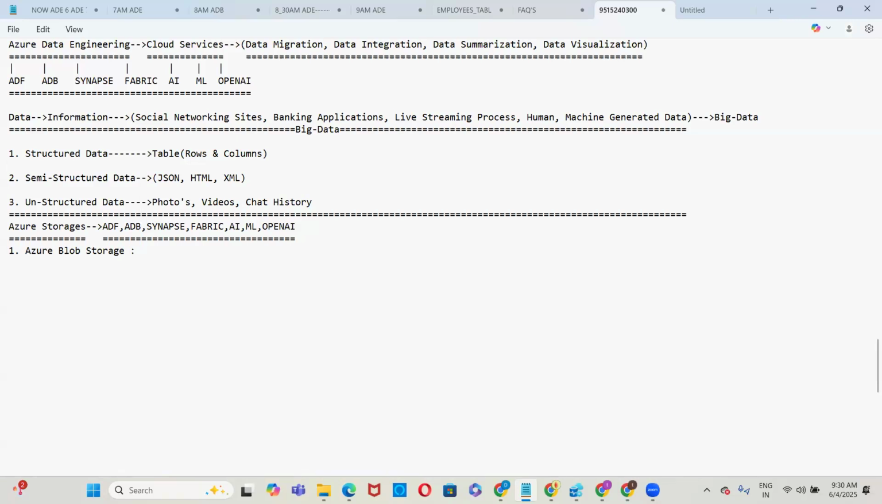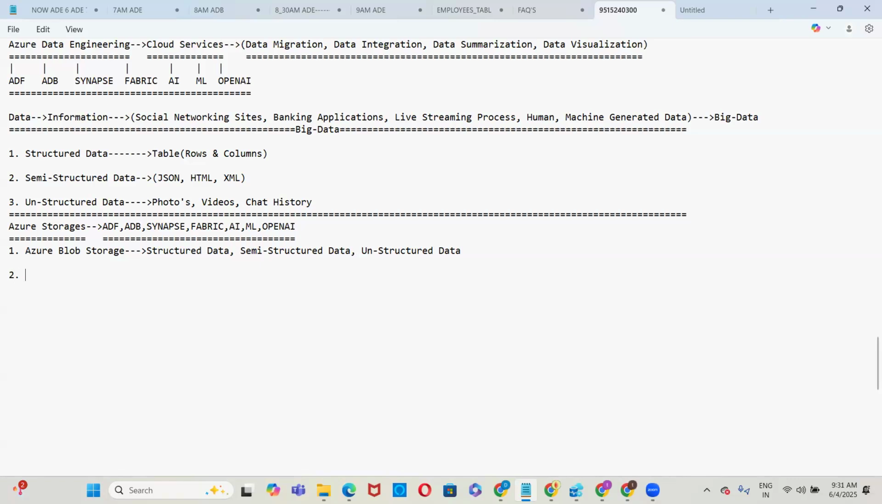Whether you have structured data, semi-structured data, or unstructured data, any kind of data you have, you can store it in Azure Storage. Structured data, semi-structured data, and then we have unstructured data. So any kind of data can be stored into Azure Storage.